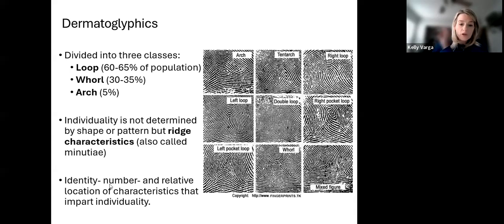Again, identity: the number and the relative location of the characteristics, the spacing. How many left loops do I have, or whorls do I have? How many of these unique spacing patterns do I have? That is what's being utilized to boil down to creating this individuality of comparative analysis that then goes to court.